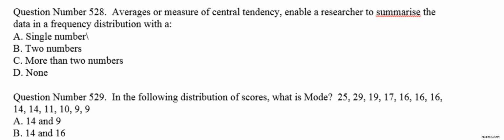Question number 528. Averages or measures of central tendency enable a researcher to summarize the data in a frequency distribution with A. a single number, B. two numbers, C. more than two numbers, D. None. The correct answer is option A, single number.